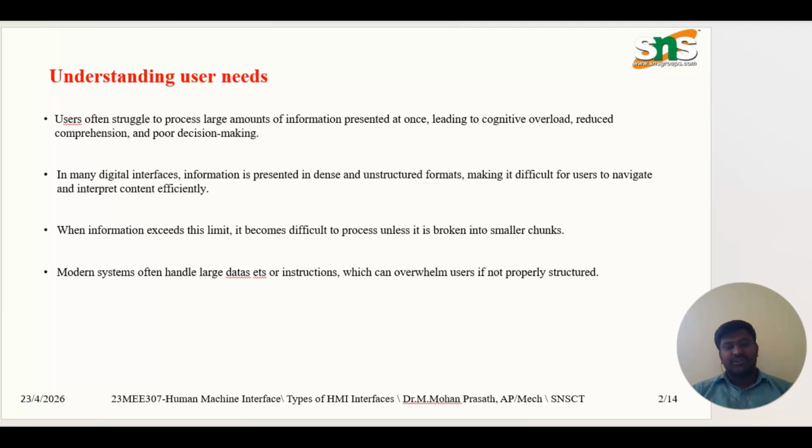The first user need is that users often struggle to process a large amount of information presented at once, leading to cognitive overload and poor decision making. In many digital interfaces, the information is presented in a dense and unstructured format, making it difficult for users to navigate and interpret content efficiently. When the information exceeds the limit, it becomes difficult to process unless it is broken into smaller chunks. Many modern systems handle large data sets of instructions, which can overwhelm users if they are not properly structured.